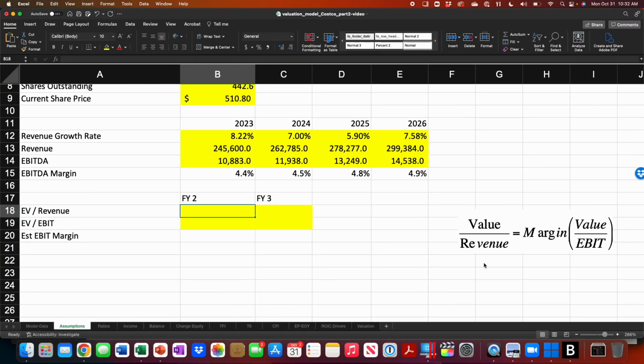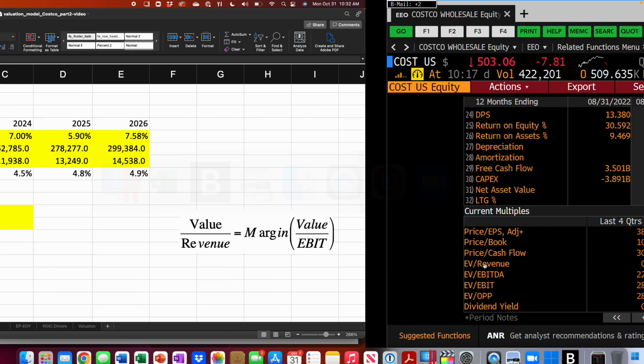It's also why it's important to do the screenshots together, because if you do the DES one day and do the EEO a different day, the EEO is based on the current share price. So when the share price changes, those multiples change. So you've got to do the screenshots around the same time to keep the multiples in sync with your valuation. Now, for the second forward year, 0.80.